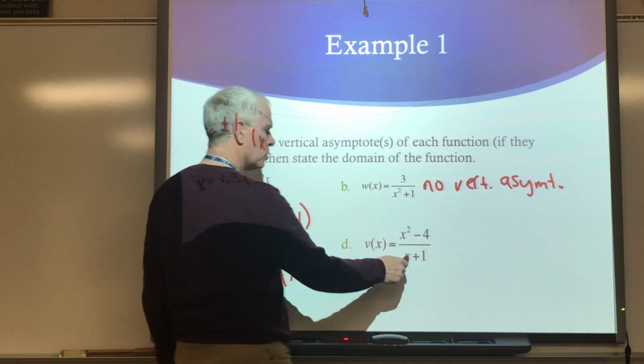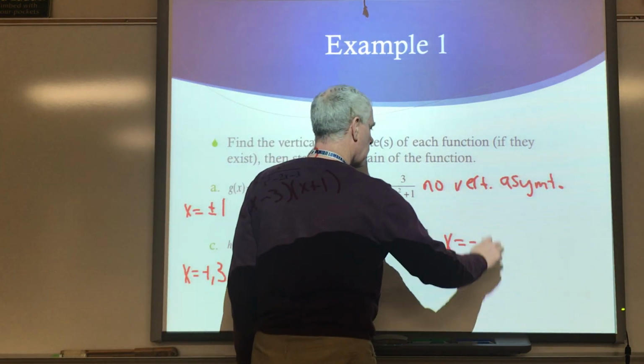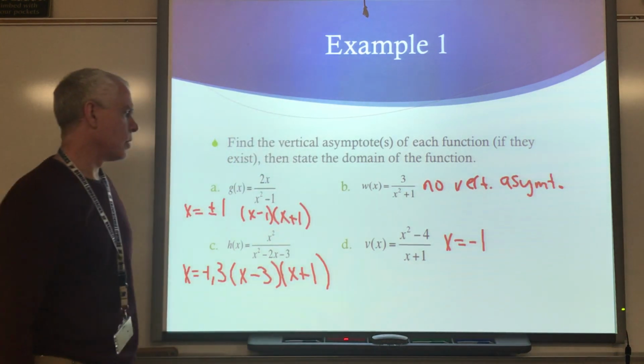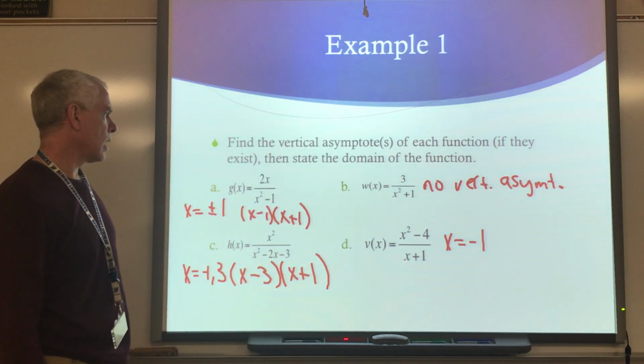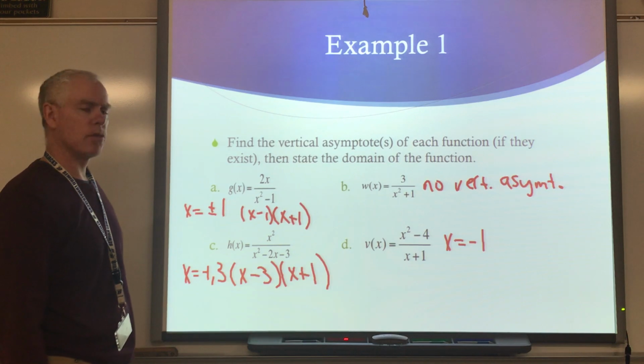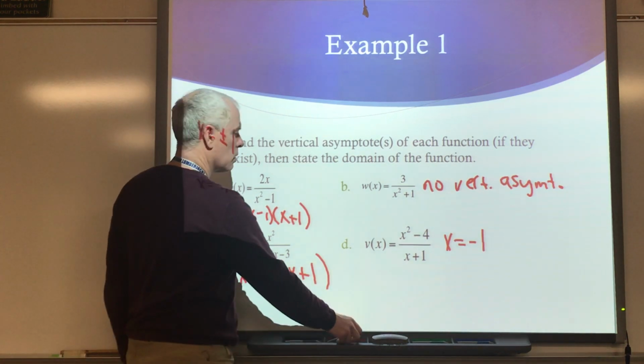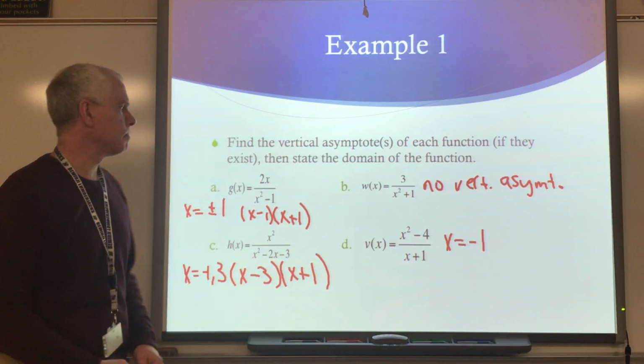And then down here, this one's pretty straightforward. The only thing that makes the bottom 0 there is negative 1. And so you're going to have a vertical asymptote at x equals negative 1. Okay? And your domain is going to be all real numbers except negative 1.